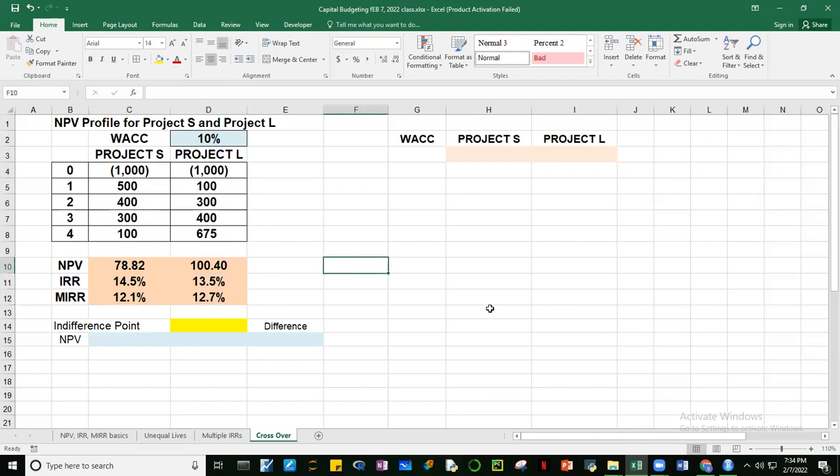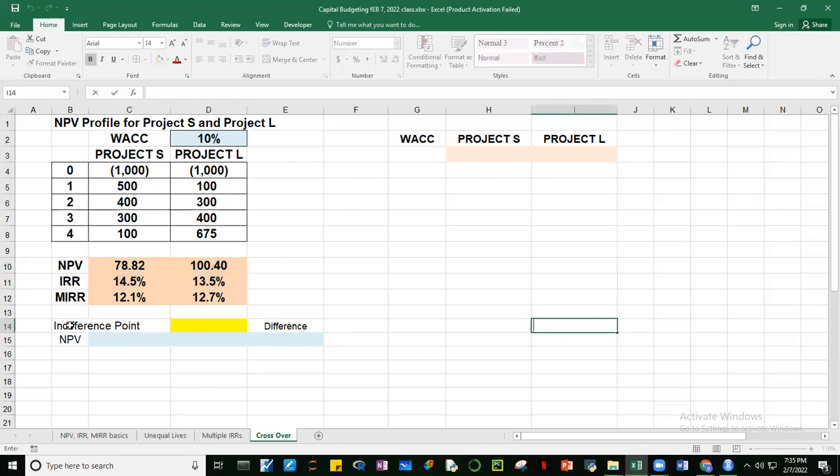Okay, but again, a while ago I said that pag may conflict yung NPV at saka IRR, you will have a plot of the NPV profile na may crossover sila, nagko-cross sila. And that's what will happen here. How do I know? Kasi conflict si NPV at saka si IRR. No? So in that case, magkakaroon tayo ng crossover rate. Okay? Tapos kailangan ma-determine natin kung anong mga range ng WACC ang okay si project S, anong range ng WACC ang okay si project L. Okay, so that's what we want to determine.